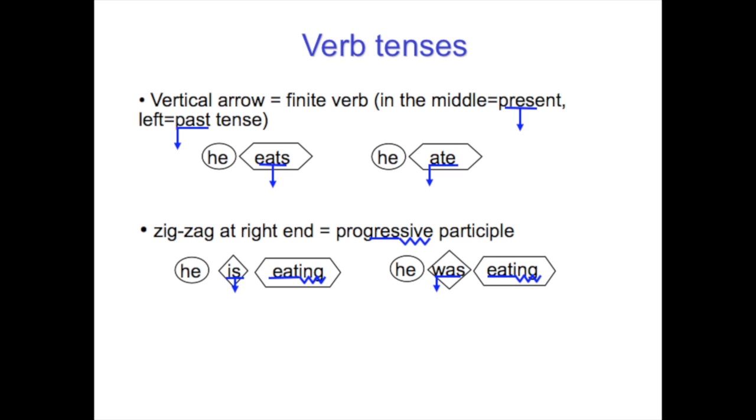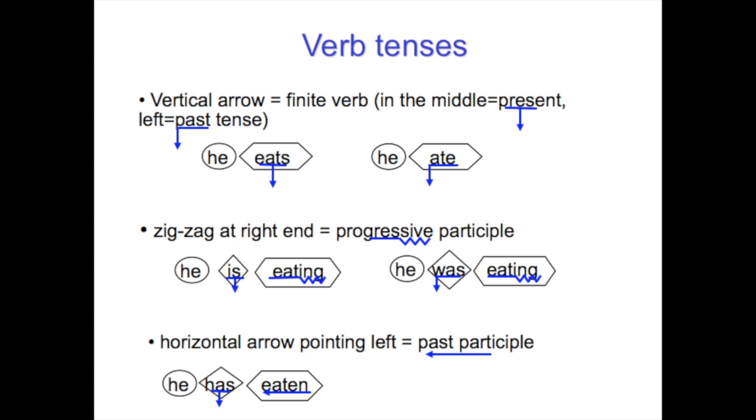There's also, for the past participle, we use a horizontal arrow pointing left. I haven't used this very much with the children, only with those who are getting onto a more advanced level. But for this, you would have he has eaten versus he had eaten. So the past participle is showing you that it's past time, and the difference between has eaten and had eaten would be he has eaten is relative to a point now in the present, he's already eaten, but he had eaten means relative to a point in the past, he had already eaten.